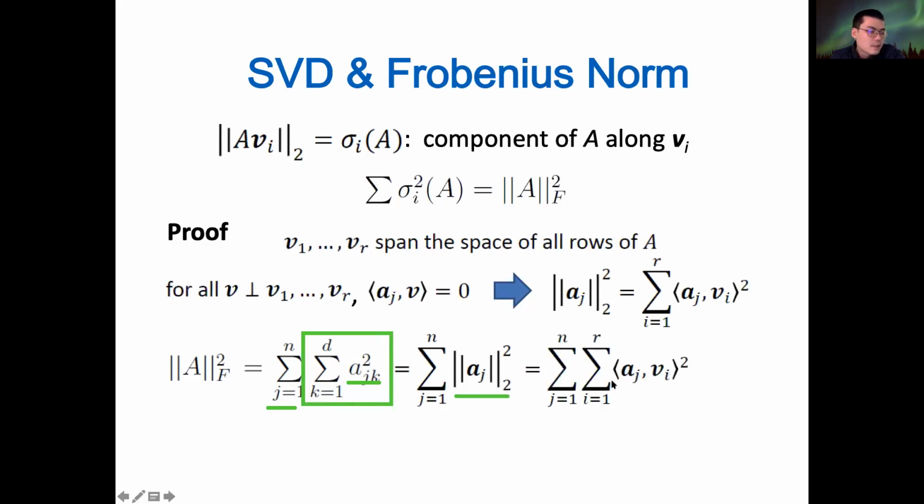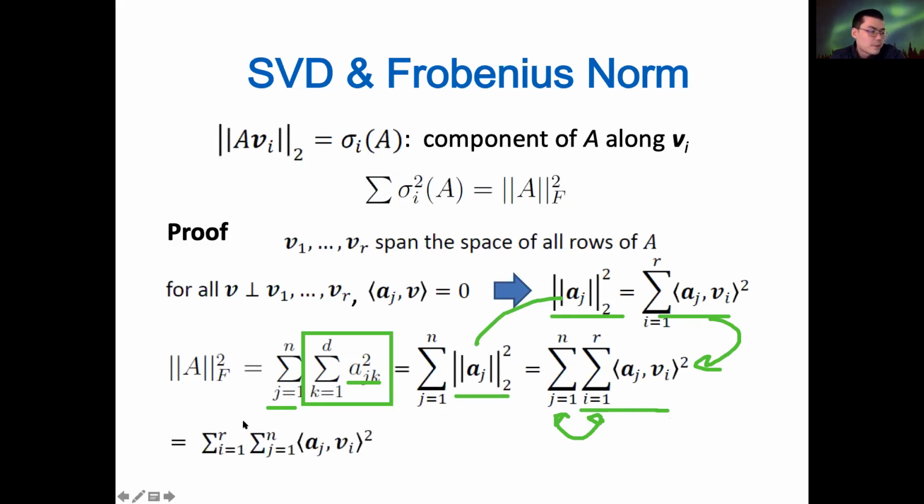If you look at the next step, this is just a copy, because this thing is this thing. And so these two summations can swap. I hope you understand this. This is a property of the summation. So originally i from 1 to r is inside, and now we put it outside. So we swap them.